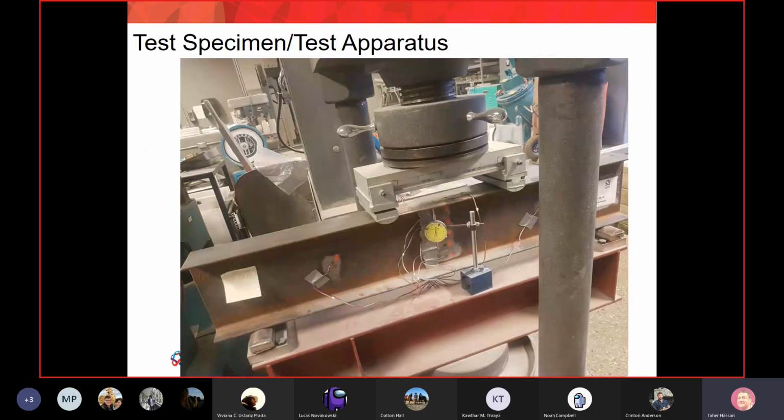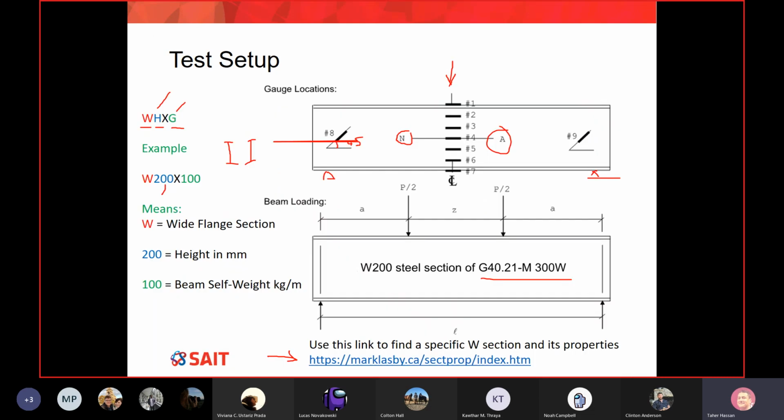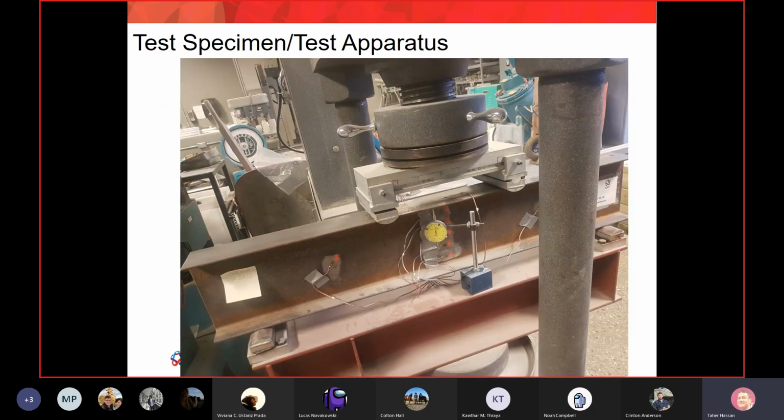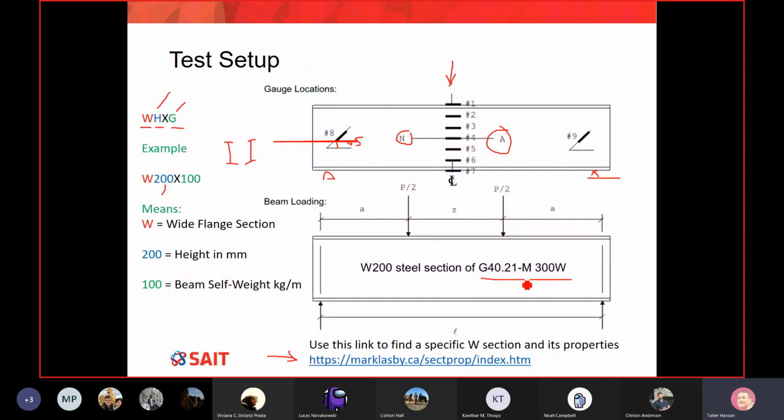Now here is the test. This is a picture of the test. I want you guys to quickly compare this picture here and this picture here. They are exactly the same. This is the actual test, and this is the schematic for the test. Something I forgot to mention is how we load our beam. You can see here the beam has a total span of L, and the way we load the beam is we load the beam at 2 points.